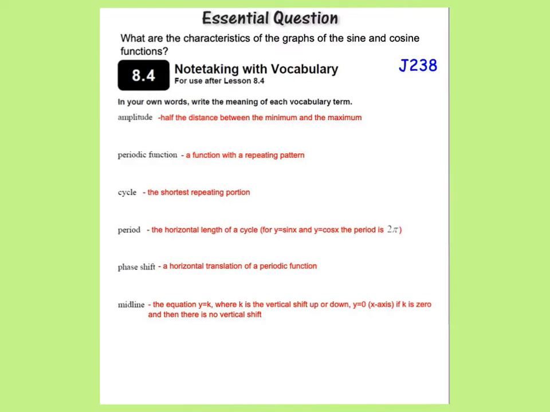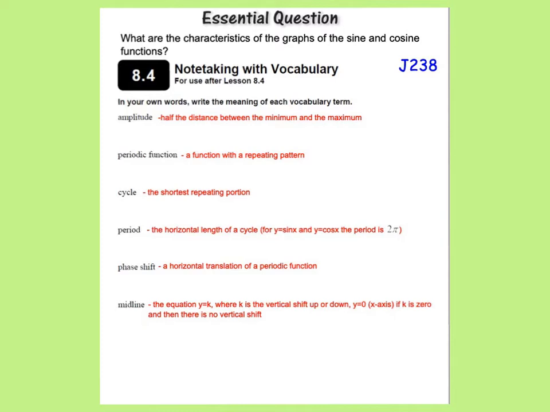The essential question for lesson 8.4: what are the characteristics of the graphs of the sine and cosine functions? The vocabulary words: the first one is amplitude, half the distance between the minimum and the maximum points. A periodic function is a function with a repeating pattern. A cycle is the shortest repeating portion of this pattern. A period is the horizontal length of a cycle.